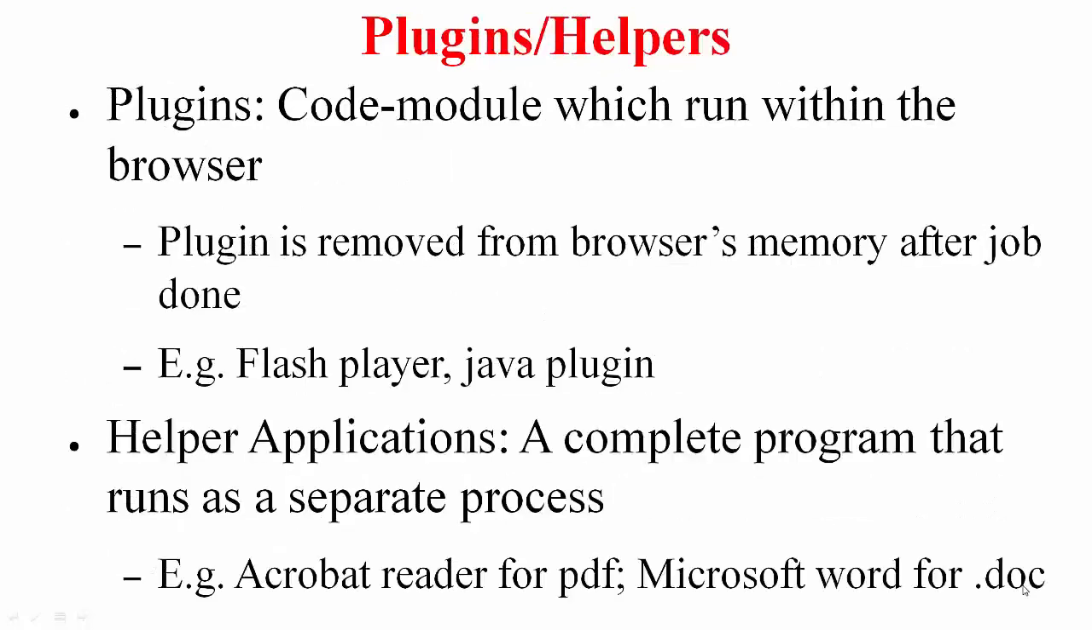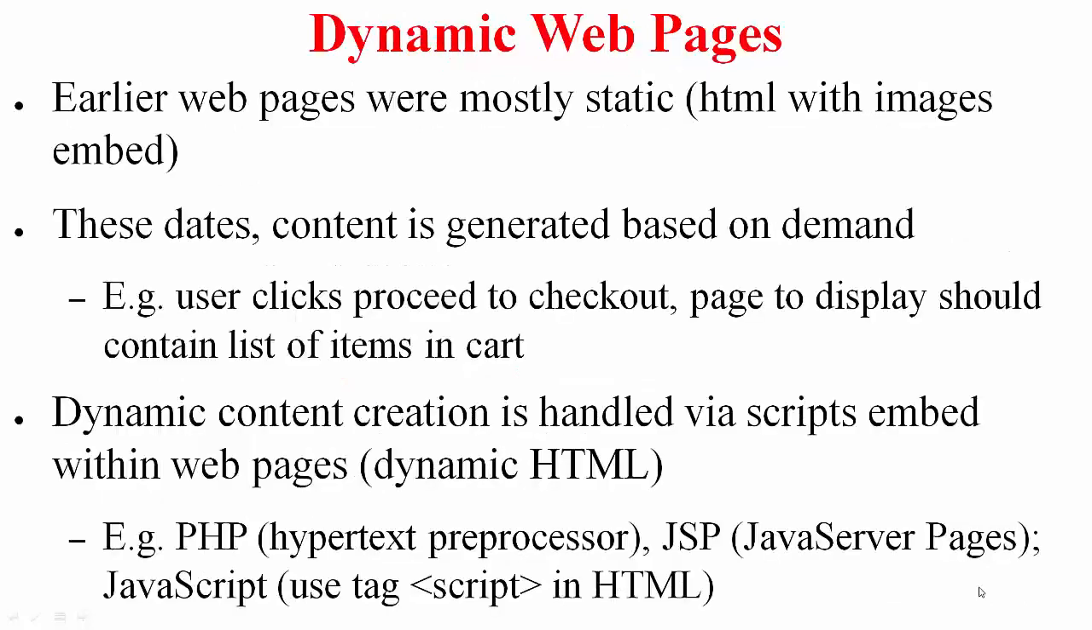There are two methods that are followed here. One is the plugin mode, where the browser itself loads a code module which is going to run within the browser. And once the display is done, the plugin is removed from the browser's memory. An example of a plugin is a Flash player or a Java plugin. Sometimes a browser may also employ helper applications, which are basically separate programs that run as a separate process independent of the browser. For example, if you want to display PDF, you can pull up Acrobat Reader, or if you want to display .doc, you can pull up Microsoft Word.